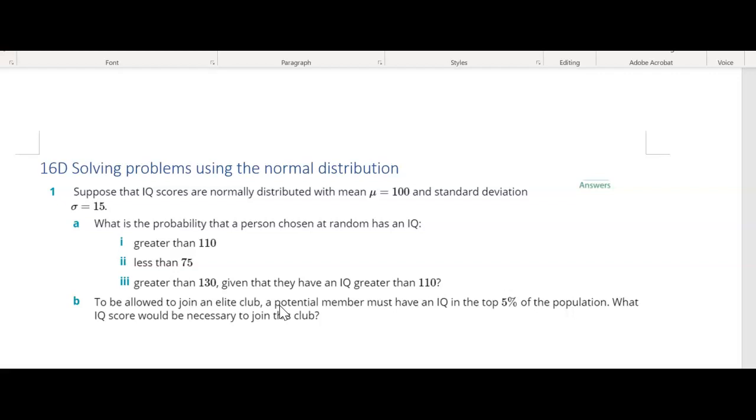Hi everyone, in this video we're going to go through 16D, solving problems using the normal distribution. So just forgot to plug in my tablet, so I'll just quickly do that. Basically we're just going to apply everything that you've learnt in 16A, B and C to worded problems, okay? So how we would apply the normal distribution in real life situations.